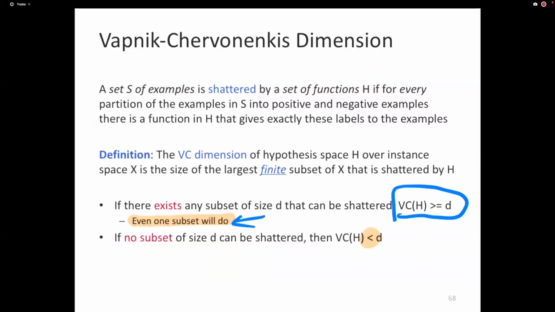And this is something that confuses people a bit the first time you see it. Even if one subset of points of a certain size can be shattered, then the VC dimension is at least the size of that. It does not need to shatter every set of points.